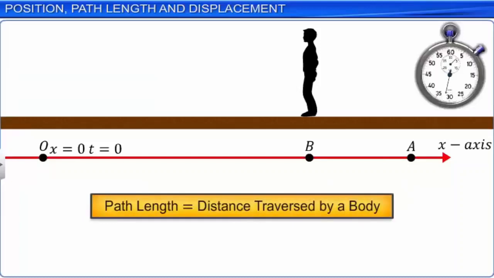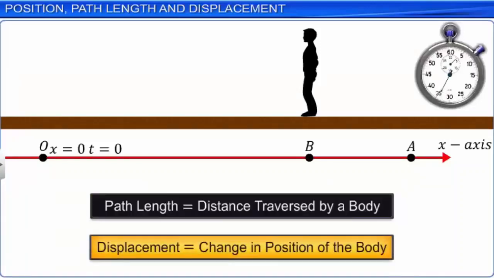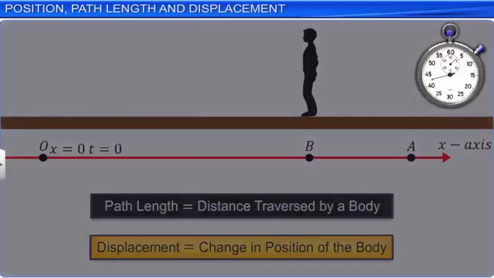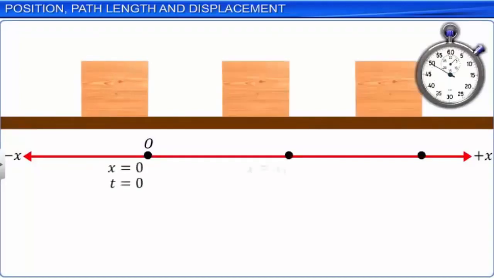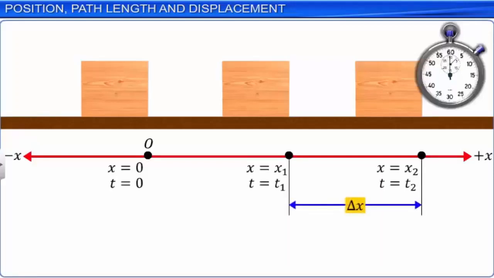Let us consider an example to understand displacement better. Let an object be placed at point O, which is the origin. Let x1 and x2 be the positions of an object at time t1 and t2. Its displacement delta x in time delta t, equal to t2 minus t1, is given by the difference between the final and initial positions. Delta x is equal to x2 minus x1.